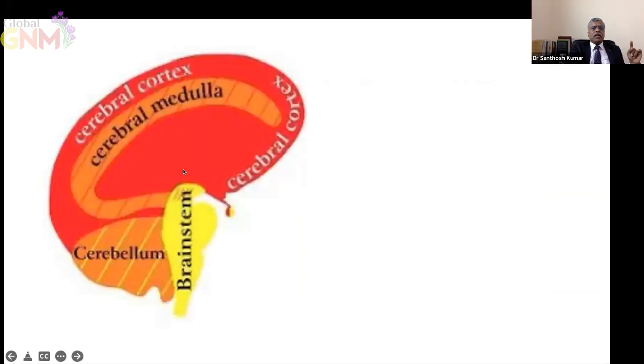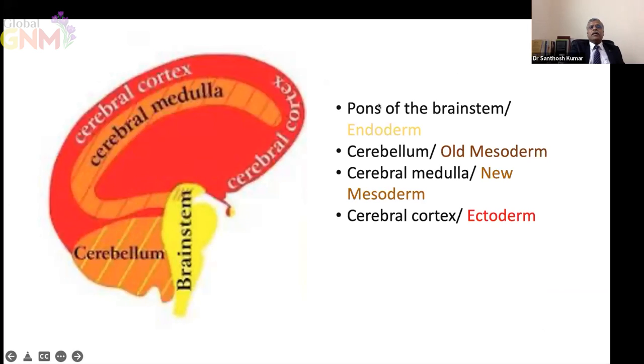The 4 areas are: first, the brainstem control area; second, the cerebellum control area; third, the cerebral medulla control area; and fourth, the cerebral cortex control area. The brainstem is controlled by the endoderm. So all the endodermal structures are controlled by the brainstem.